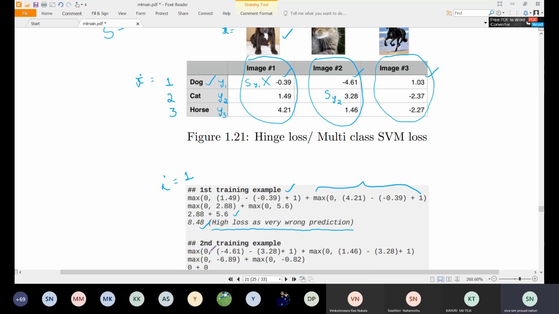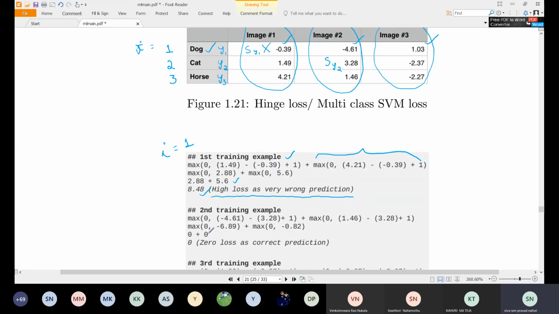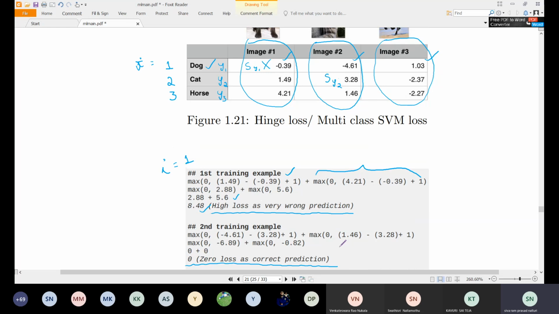So, second training example: minus 4.61 minus of score of yi 3.28 plus 1. Similarly, another term: 1.46 minus of 3.28 plus 1. So if you do that, you will get 0 plus 0, and the loss is 0 for the second example. Why is it 0? Why has it given 0 hinge loss for the second example?